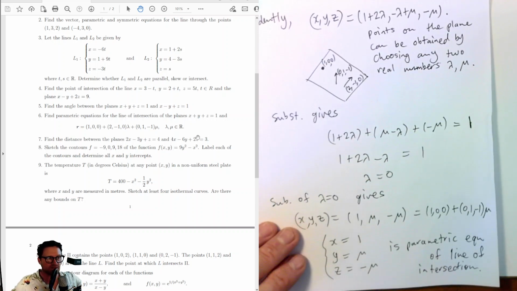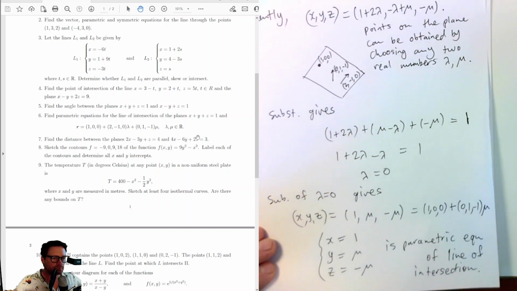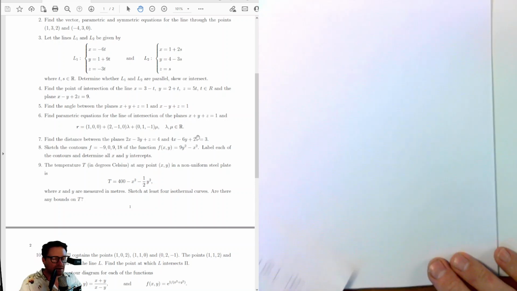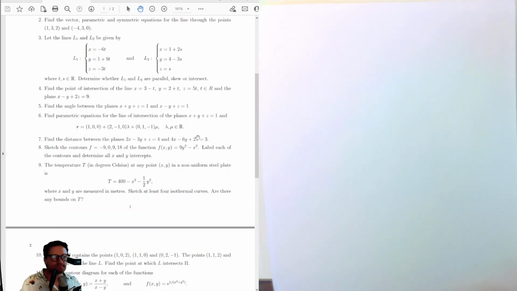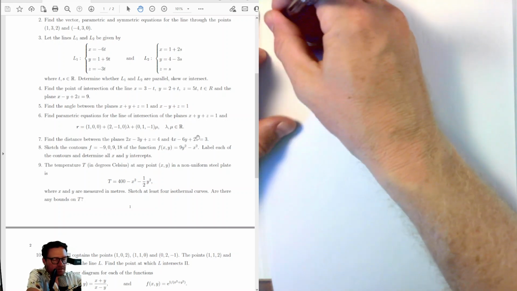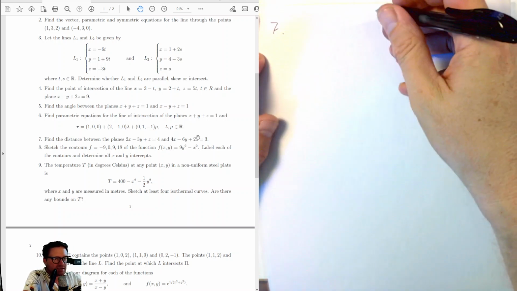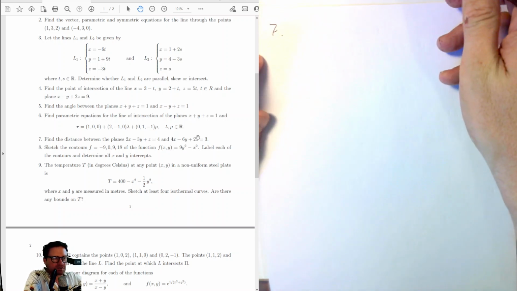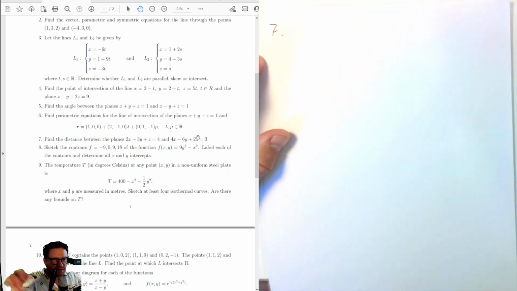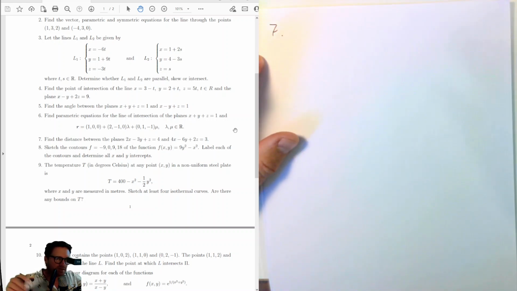Okay, so that completes question 6. All right, now question 7 is a question on the distance between two planes. So let's have a look at this. Now I always encourage students to think geometrically and not just use a distance formula.